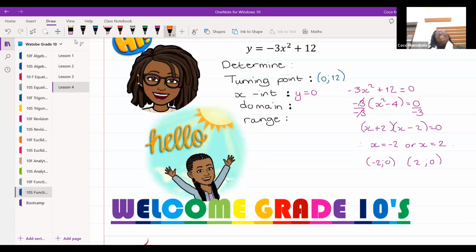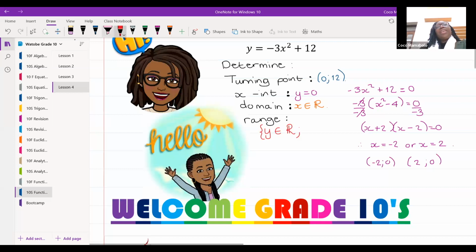Okay, what about my domain? Ma'am, I heard ma'am say that the domain is always going to be x is an element of real numbers. Beautiful. Okay, and what about our range? I think y is an element of real numbers again. Excellent, it's an element of real numbers again.